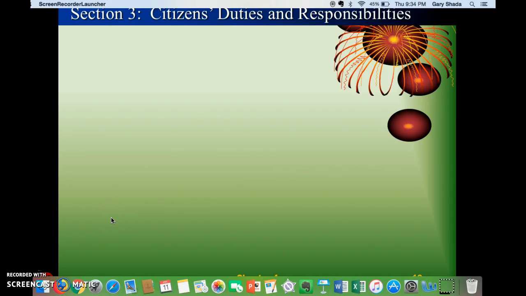We're going to cover Chapter 4, Section 3 today. And this is not a real long section. The title of this section is Citizens, Duties, and Responsibilities.